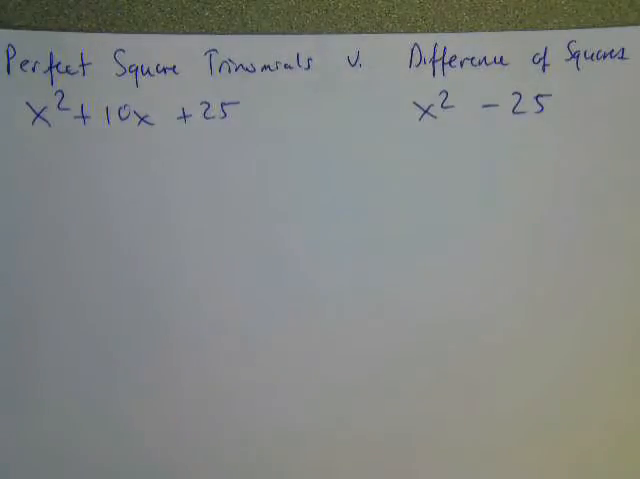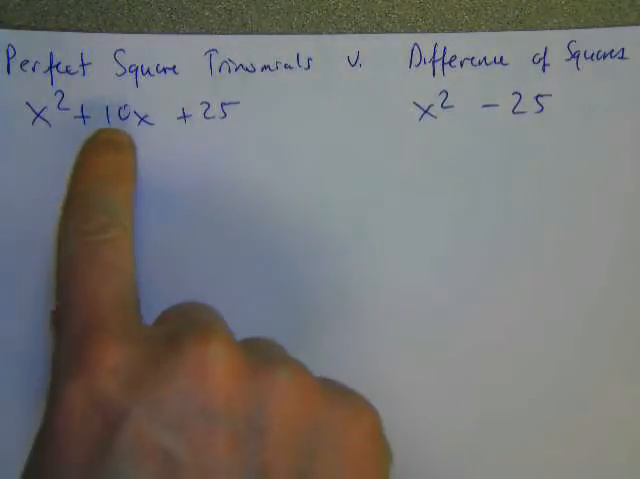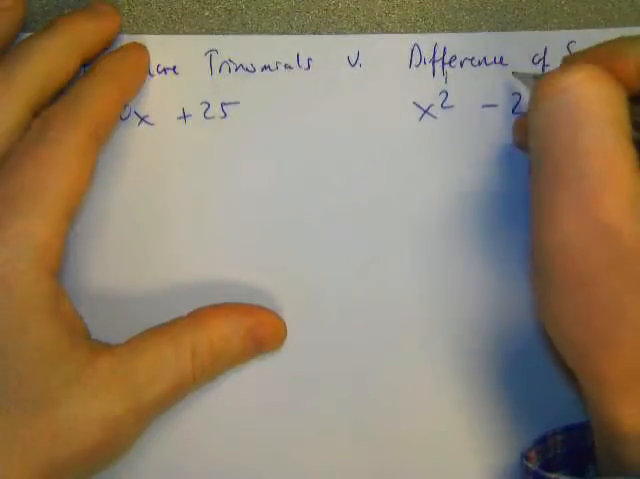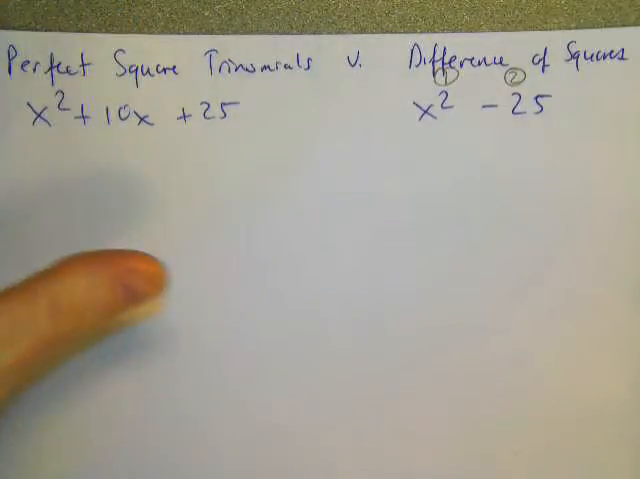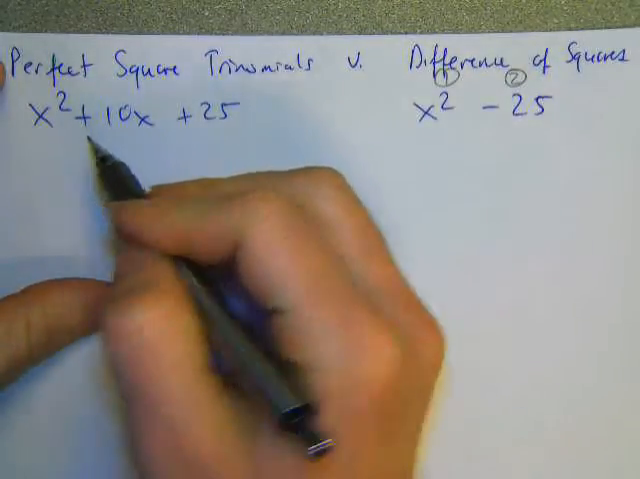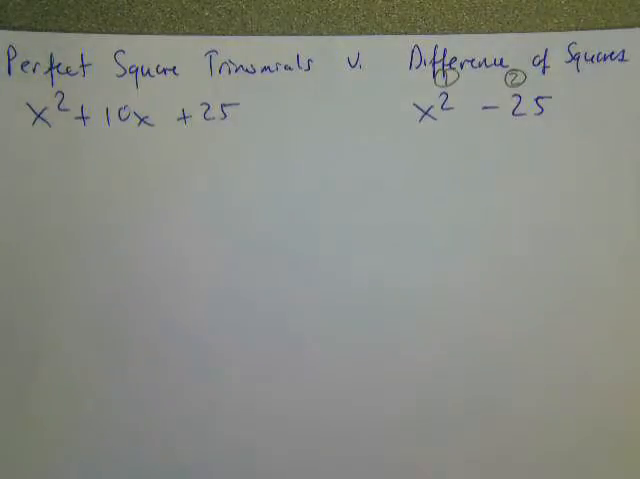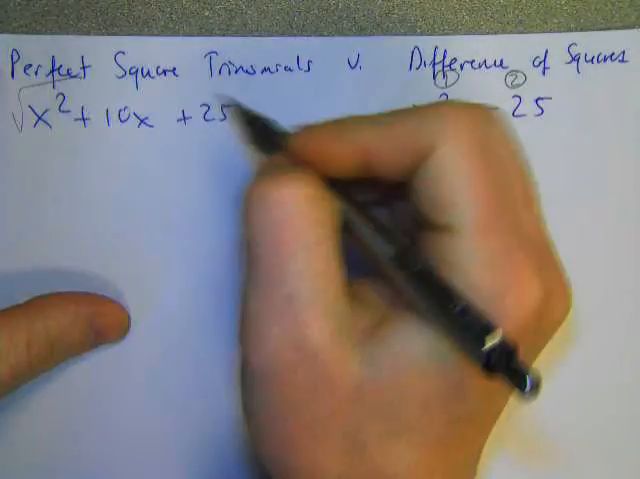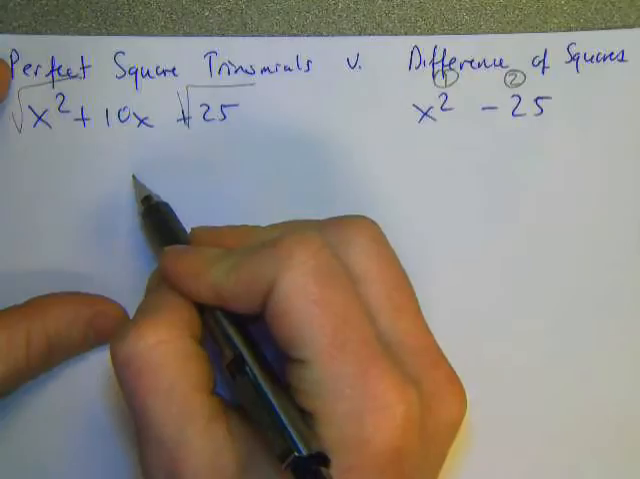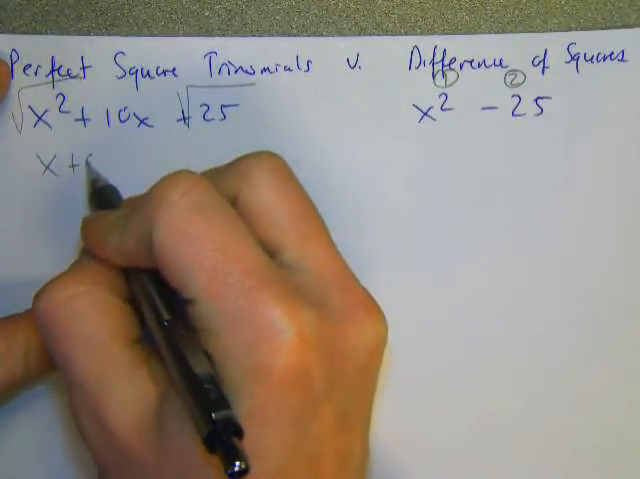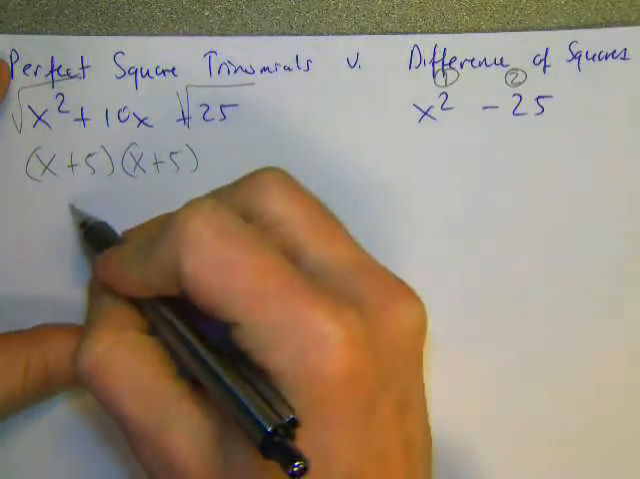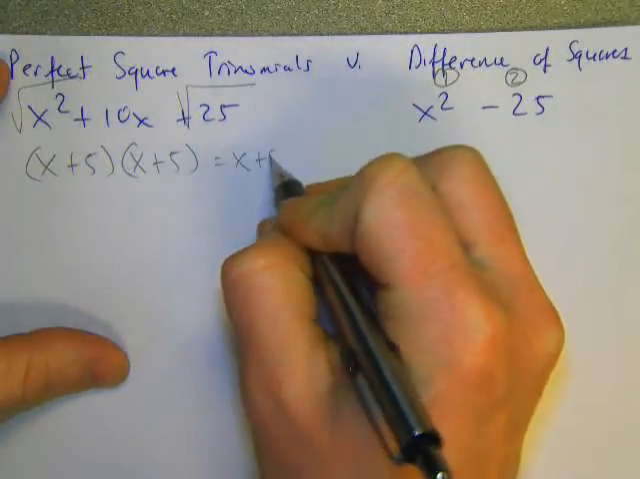So I started with a couple examples to show you the difference. Perfect square trinomial, 3 terms. Difference of squares, 2 terms, 1, 2. Difference always has a negative there. Perfect square trinomials can have a positive or a negative there, and I'll talk more about that later. But really, perfect square trinomials, is this a perfect square, and is this a perfect square, and then is this double the perfect squares multiplied together? So x plus 5, x plus 5, which is really x plus 5 squared.